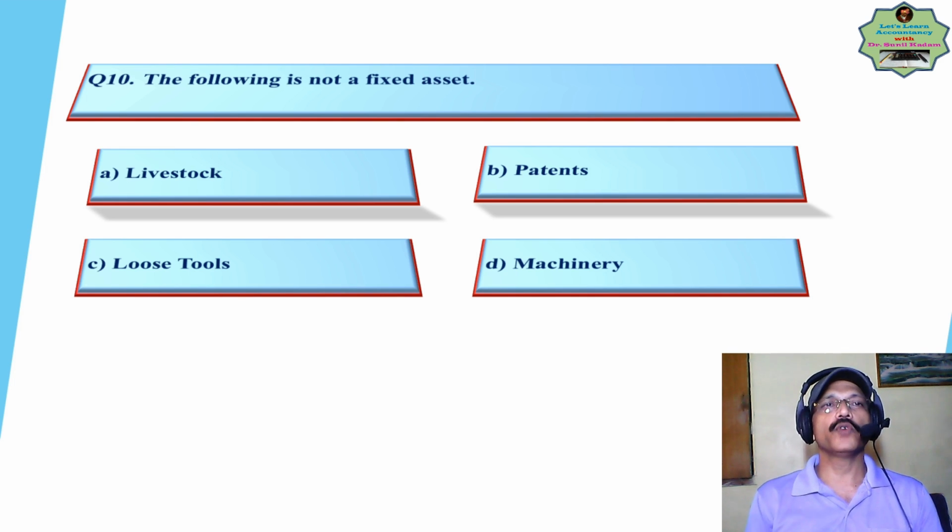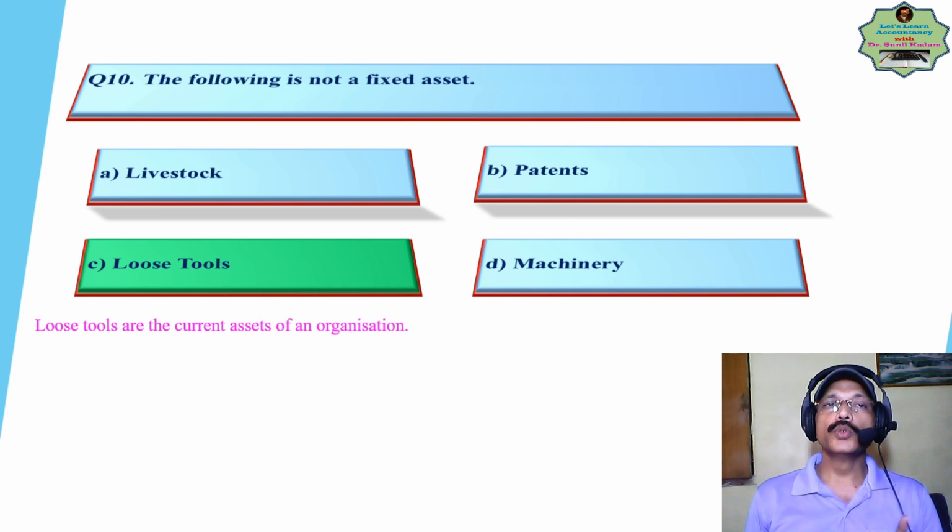So let's check out first which are those fixed assets. Machinery is a fixed asset. Patent is a fixed asset, but patent is an intangible asset. Machinery is a tangible asset. Livestock is also a fixed asset, but it is a tangible asset. Now what remains? Loose tools is not a fixed asset. It is a current asset, shown under inventory. So the correct answer, the asset which is not a fixed asset among these, is loose tools.